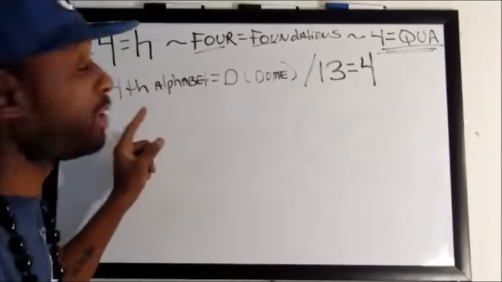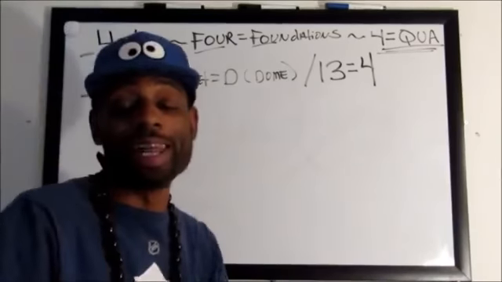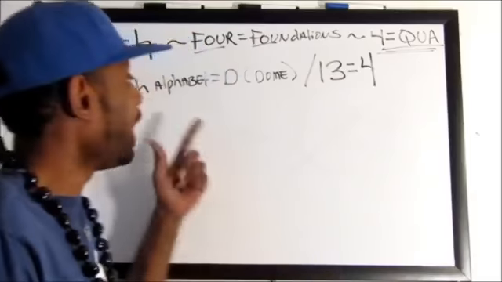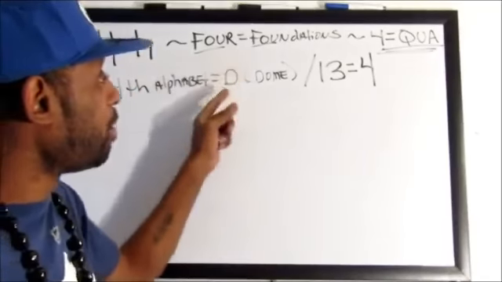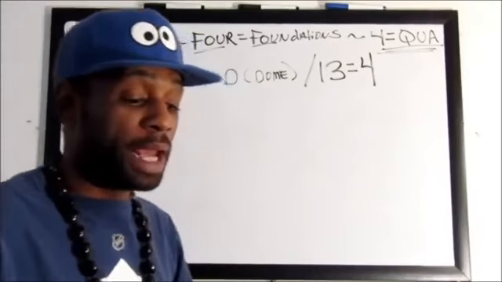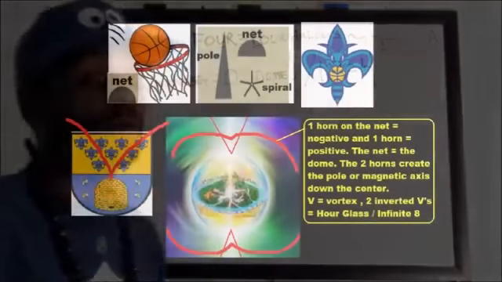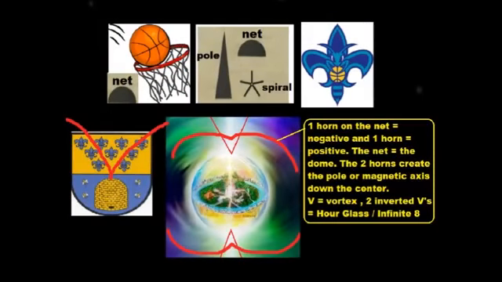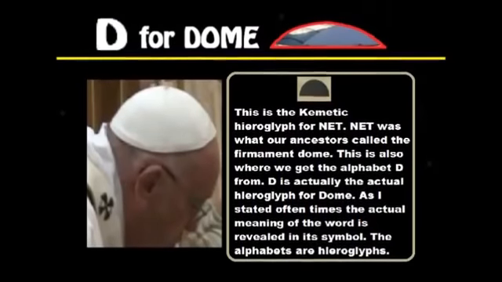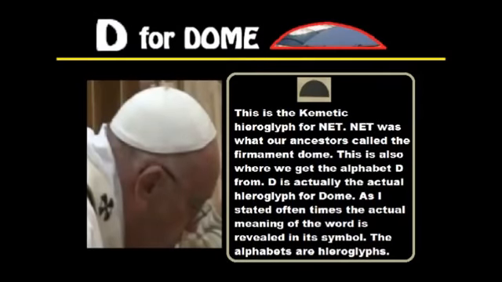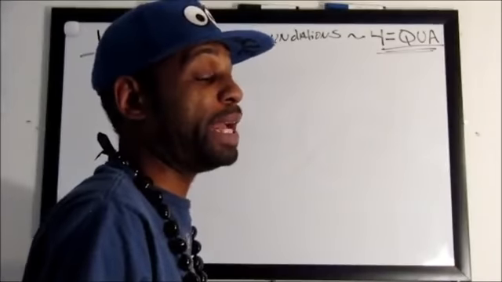The 4th alphabet is the letter D, which is the symbol for net in Egyptian hieroglyph. The alphabet D represents the dome, the firmament dome. And again, its symbol means net in Kemet. And this goes back to the hornet or the horned net. Four represents foundation. 4 means qua.